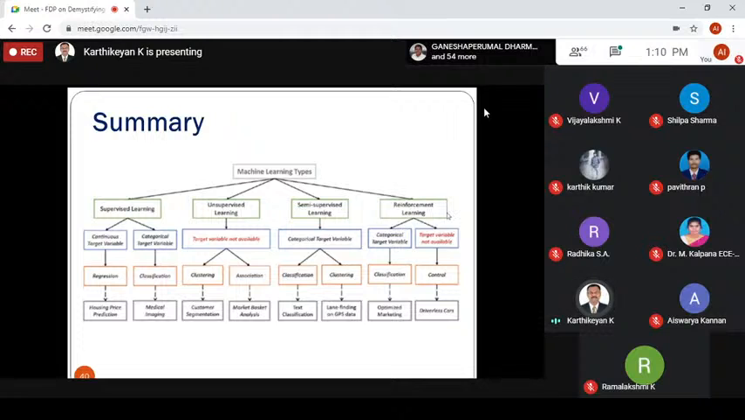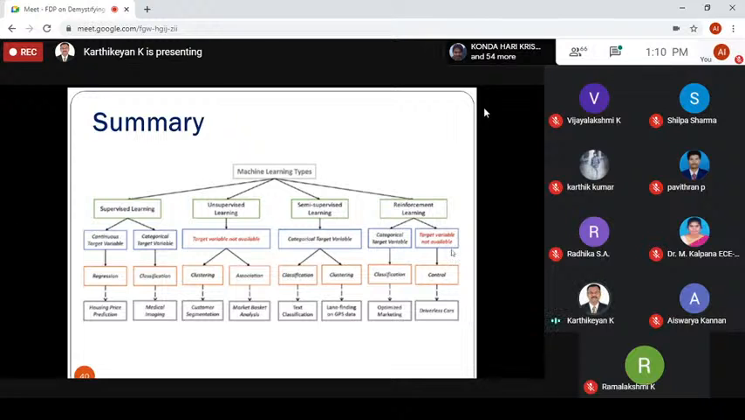Then coming to reinforcement learning. Again, we can have 2 different outcomes: a categorical target variable, or the target variable is not available. If the categorical target variable is available, we can go for classification based on a reinforcement learning algorithm; one example is optimized marketing. If the target variable is not available, we can go for control algorithms of reinforcement learning, a very simple example being the driverless car. This picture gives a summary of the machine learning algorithms we learned.